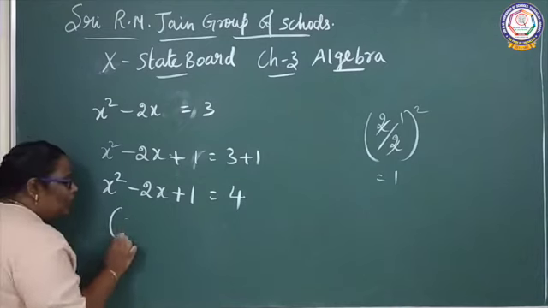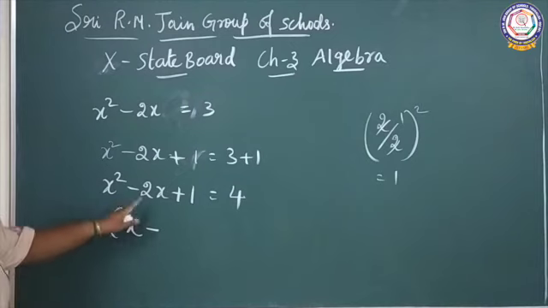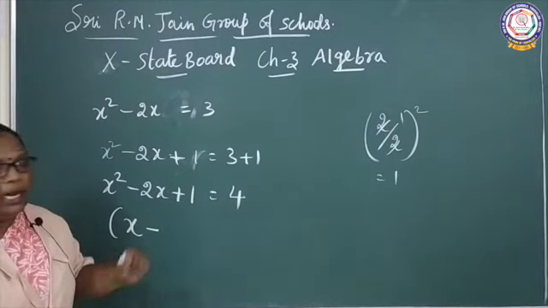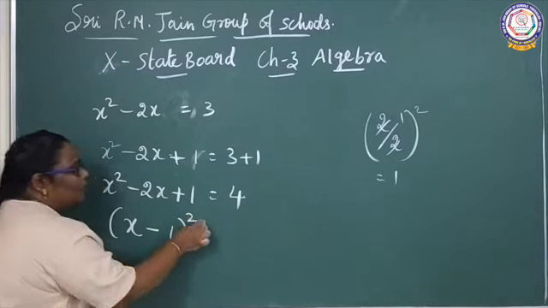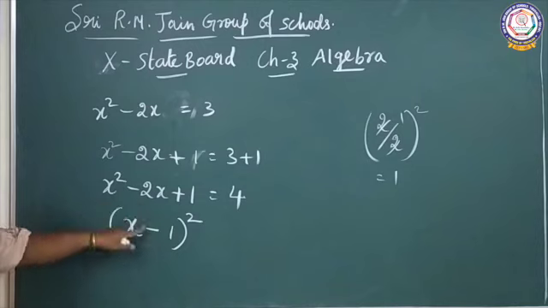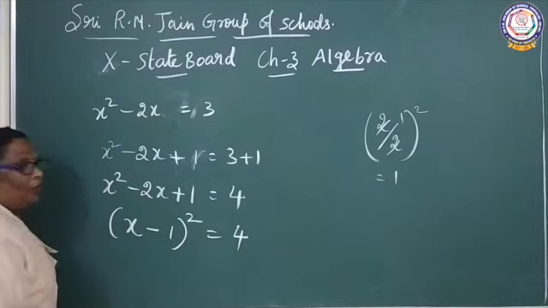See, I told you, x minus, you can see the last term 1. What is the square root of 1? 1, the whole square. If it is minus, you put minus. What is the square root of the last term? 1. 1 the whole square equal to 4.